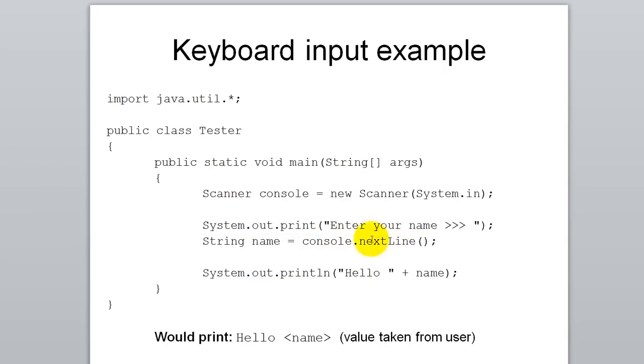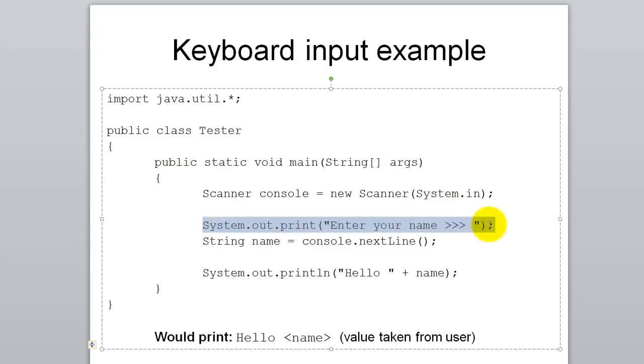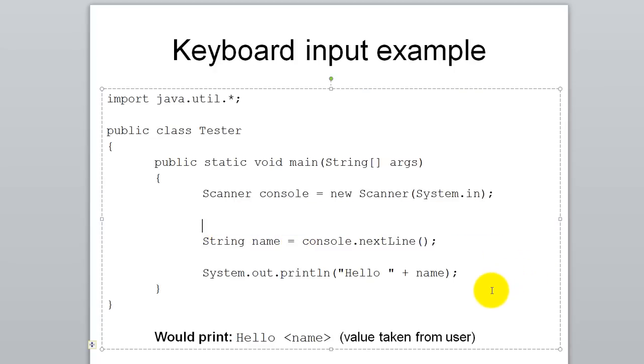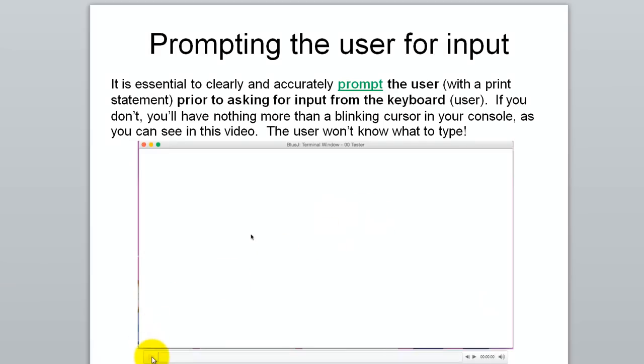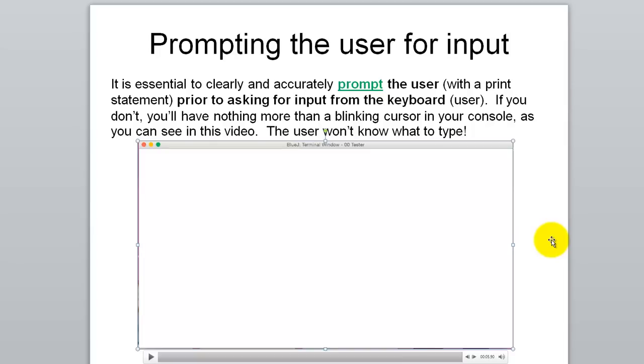So when it got to this part of the code, the nextLine part, it sat and it waited until the user supplied the necessary information. It put it in name, and then it continued running the code. What would happen if in your program you didn't include this line of code, the part that says enter your name? Then this is what it might look like. Whenever the program runs, there's a cursor. It's waiting for you to give it some input, but you don't know what you're supposed to type. So that's why it's important to include a line of code to prompt your user for what they're supposed to do. If you want the user to supply information, you have to let them know that it's their turn to do something.